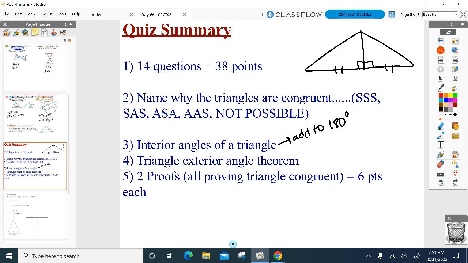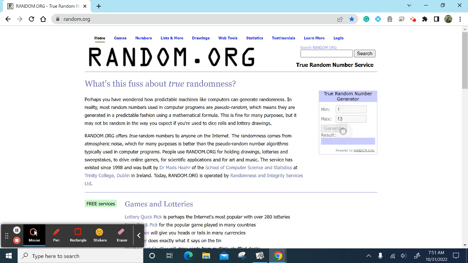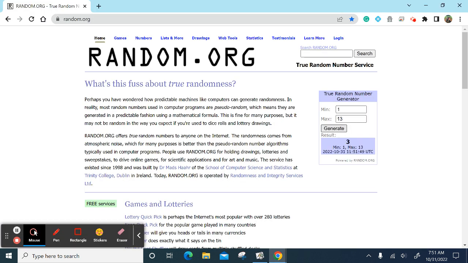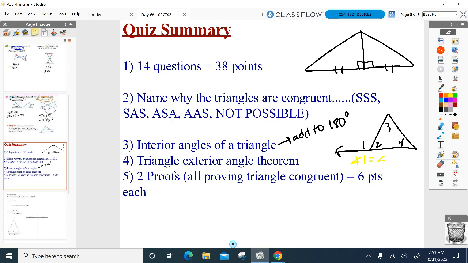All right? Next up, triangle exterior angle theorem. Here you go. What's true? First of all, where is the exterior angle up here? Angle 1. And what do we know it's equal to from our talk last week? Angle 1 is equal to angle 2 plus angle 3. The remote interior angles. Good. So I'll be asking a few questions on that.